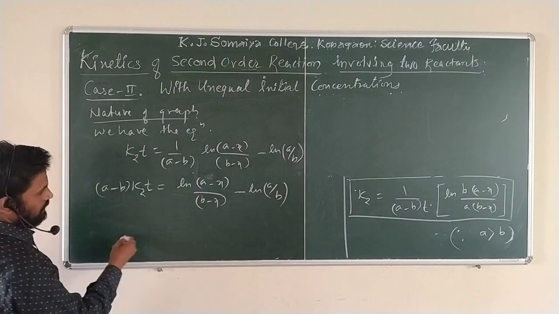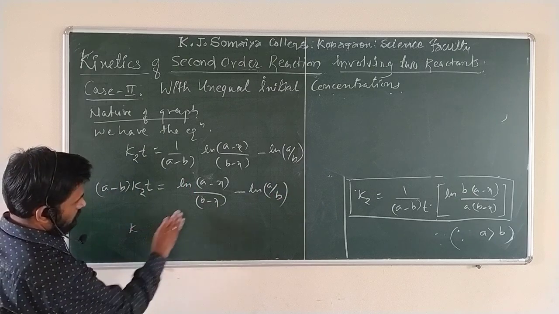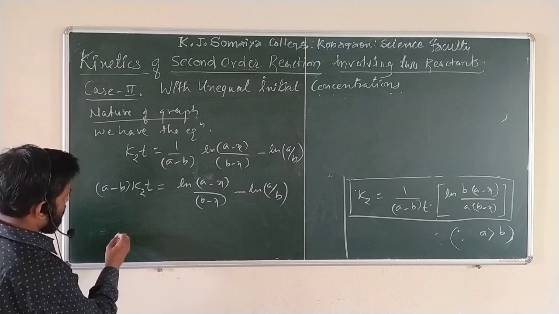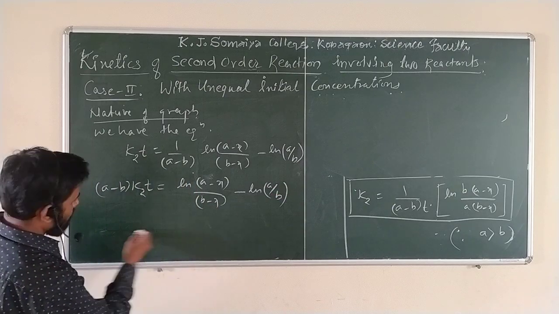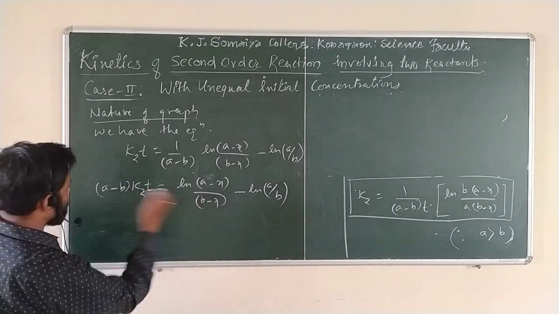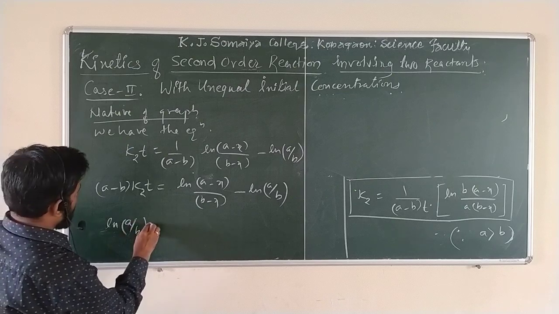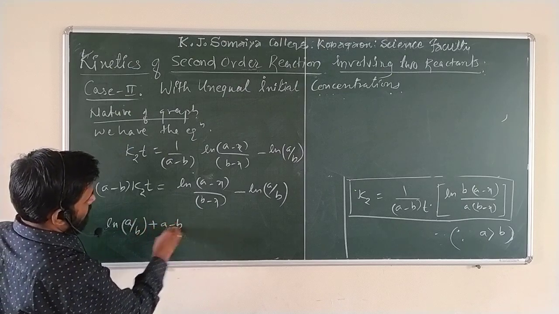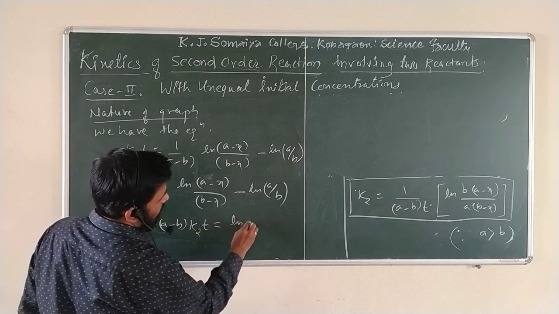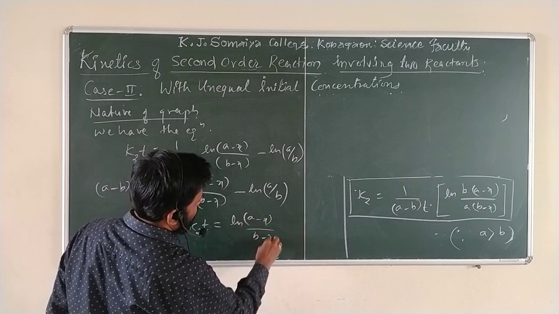So this can be rearranged. If we take the right hand side term to the left hand side, we get it on the positive side: ln A upon B plus A minus B K2 t equals ln A minus x upon B minus x.